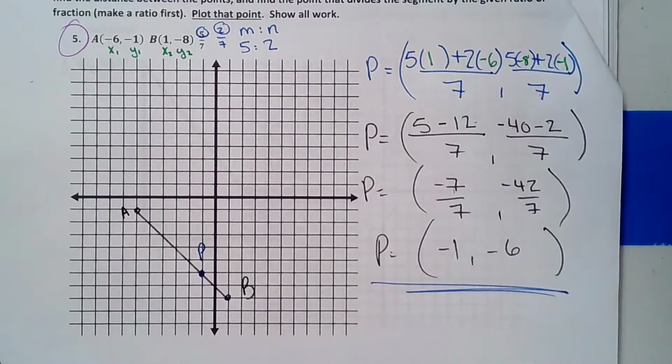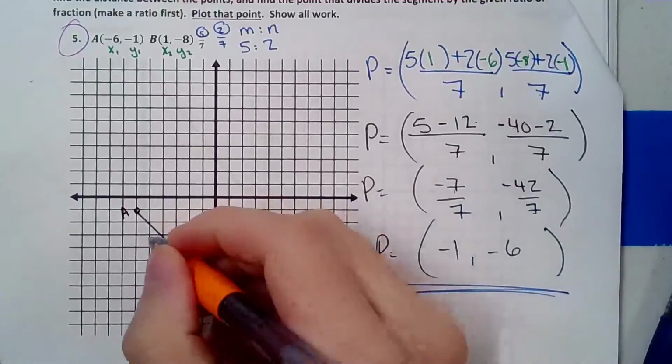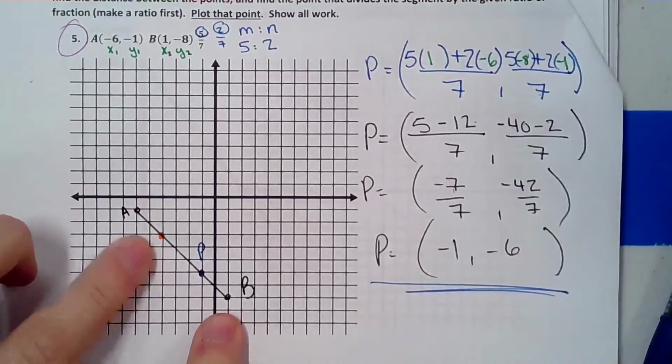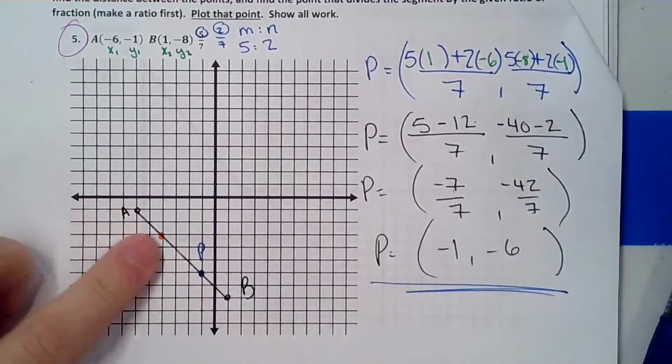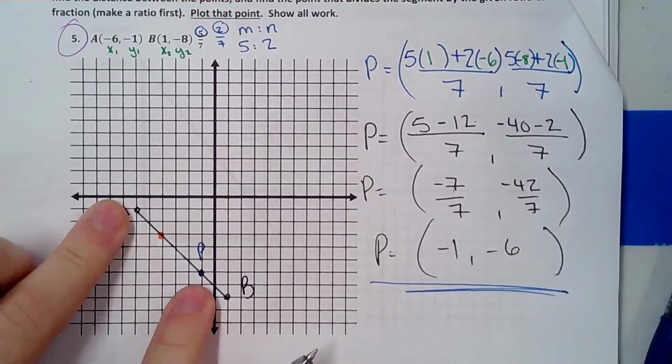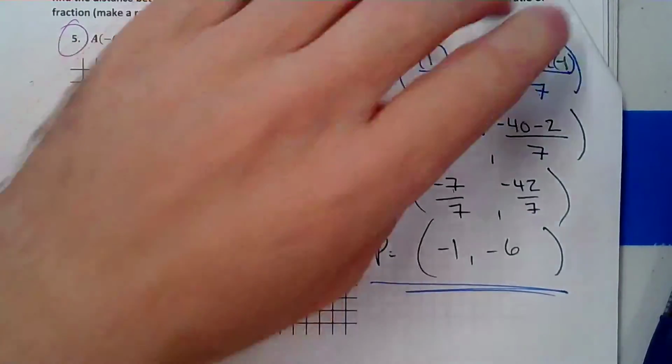If you had flipped your x's, so instead of doing x2 first, you did x1 first, you would have gotten this point over here. Because that's 5/7 the way going from B to A, right? If we start at B and go to A, that's 5/7 of the distance, right? So order matters. You want this dot, so x2 comes first.